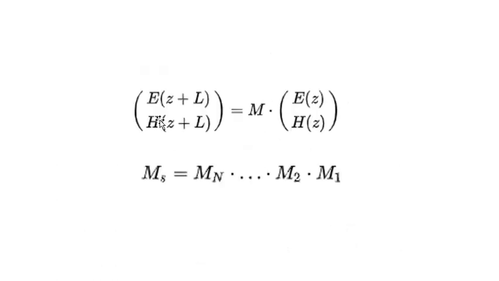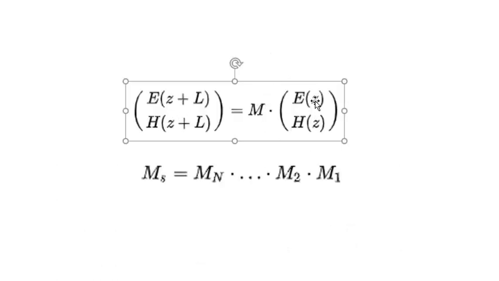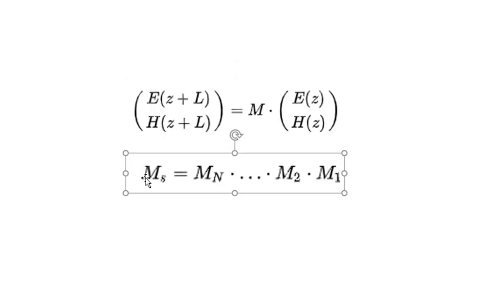So I encourage, because M allows us to calculate how E and H propagate from some point Z to their values at Z plus L, what we can show is that the total propagation of the electric and magnetic fields through a multi-layered structure can be represented through the product of multiple transfer matrices.